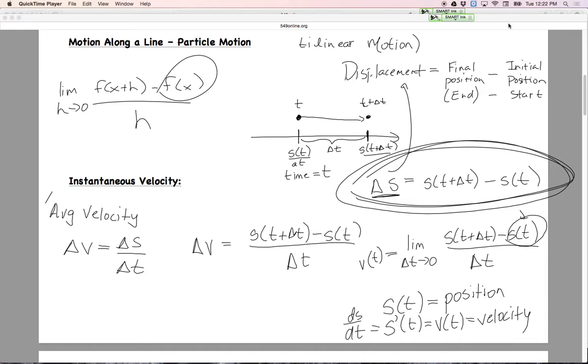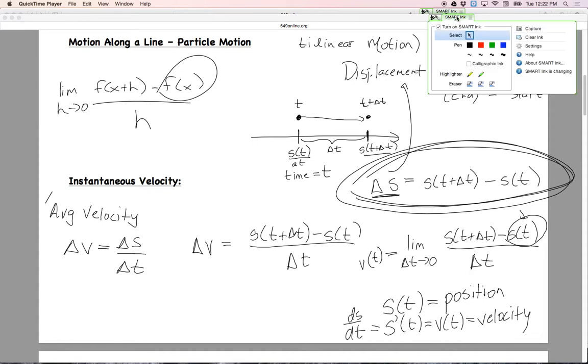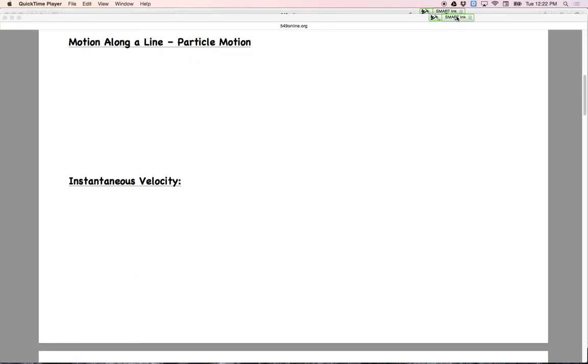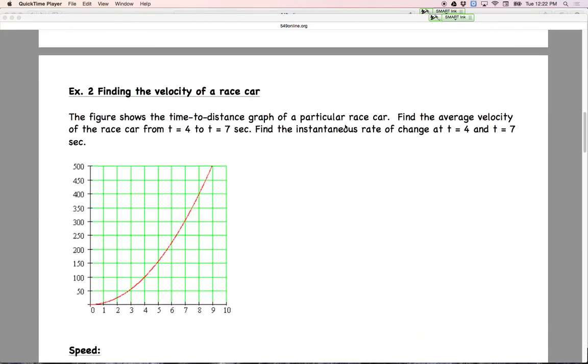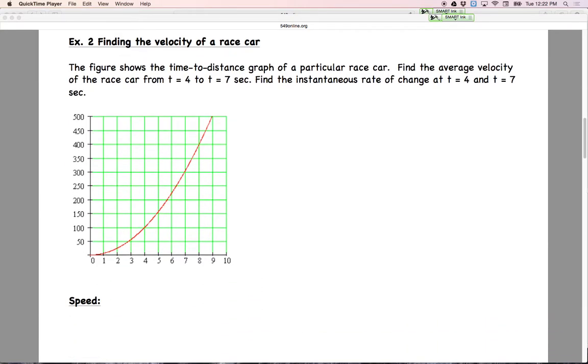Now, what does a derivative calculate still? Go back to generic. What is the derivative really calculating? It's calculating the rate of change, which is the slope of the tangent line. Go to the example here. I love this stuff. So good. Find the velocity of a race car. The figure shows the time to distance graph. What does this figure show?